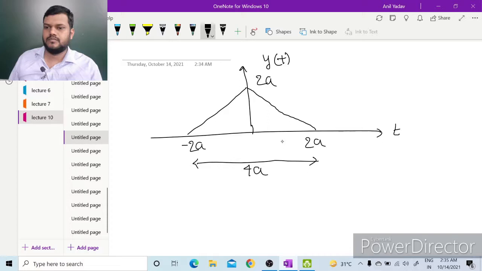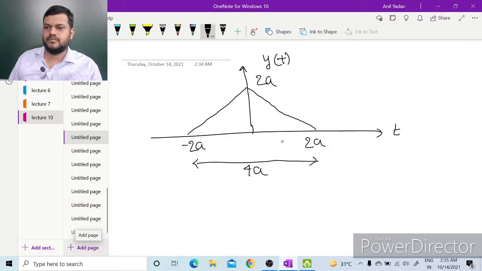So we can conclude that when two equal width rectangular pulses of duration t are convolved, the resultant signal is always a triangular pulse of duration 2t. So this is one of the results which we can remember for our future reference.